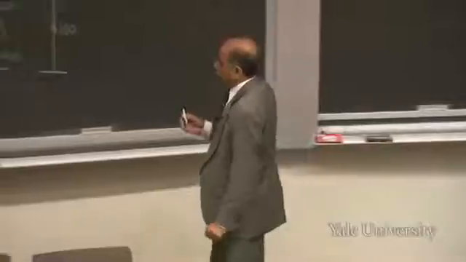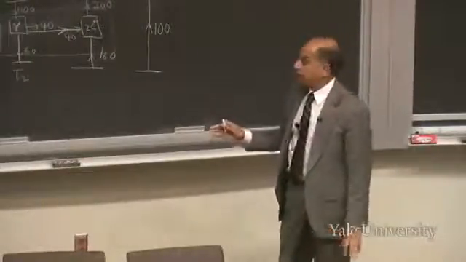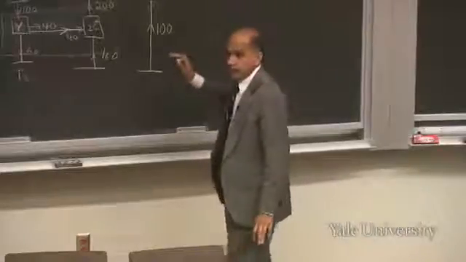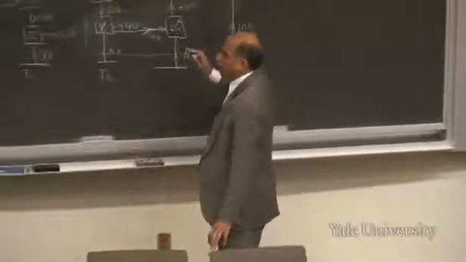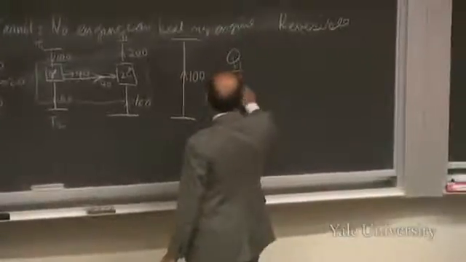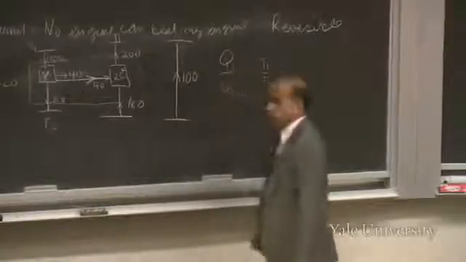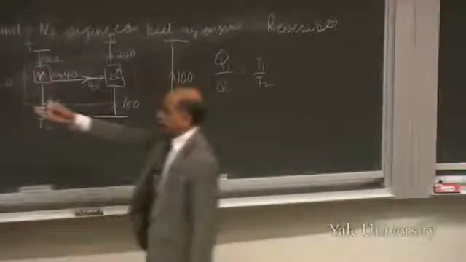Okay, now let me leave the practical domain and go to more theoretical issues that follow from this. What I want you to notice is the following. For a Carnot engine, Q1 over Q2 turned out to be T1 over T2, right? I did that for you here.